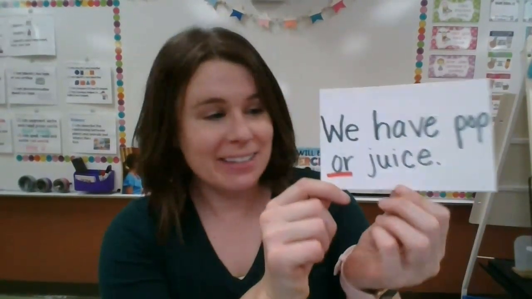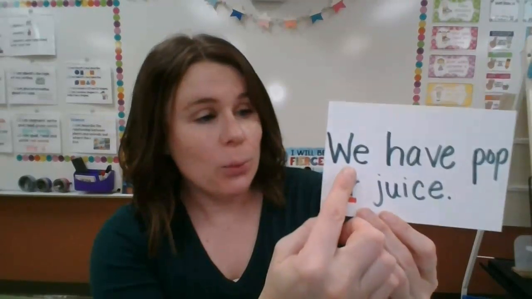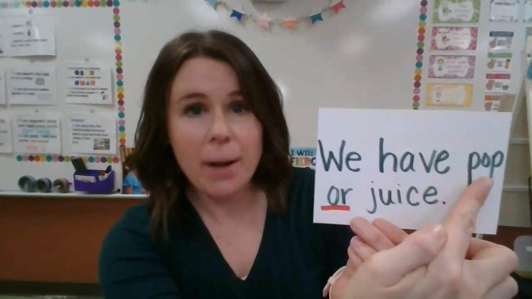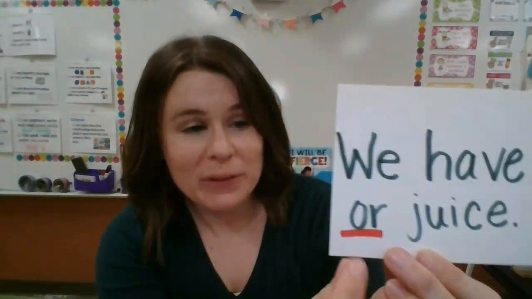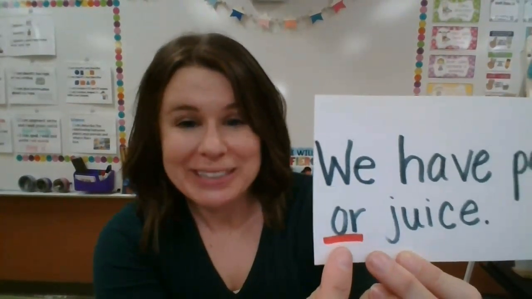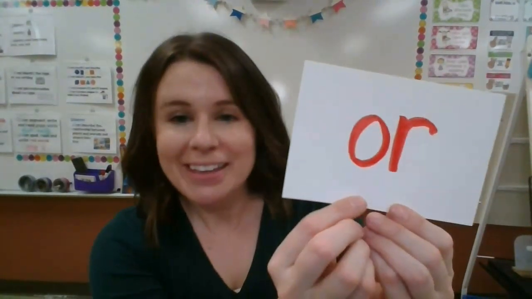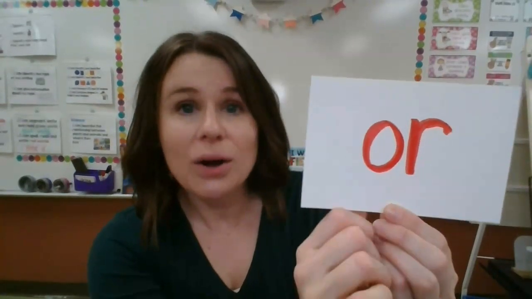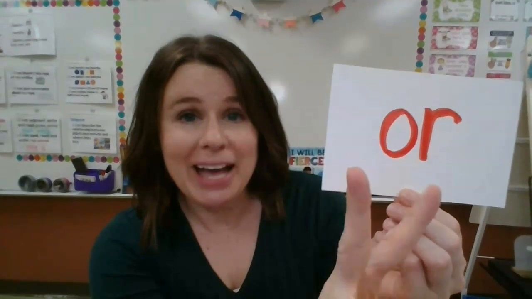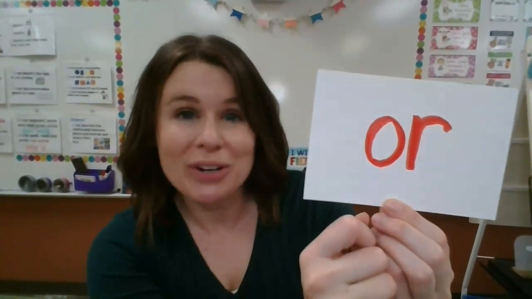Friends, today we're going to learn another new red word, and our red word is underlined in red in the sentence. Our sentence says, we have pop or juice. Our new red word is this very small red word, or. I'll show you what it looks like. The word or, O-R, or. You'll notice it only has 2 letters, so it's a short word.